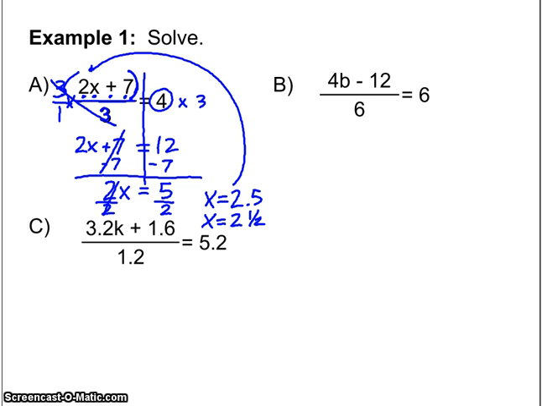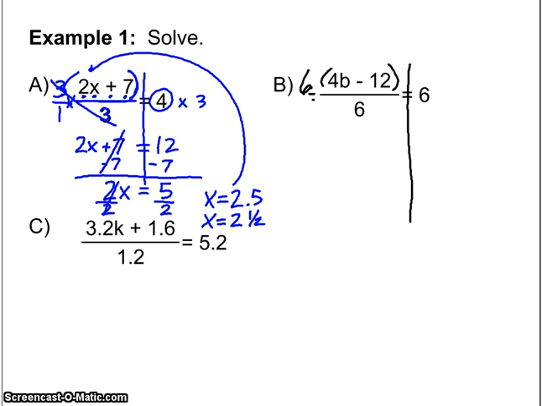Okay? Let's take a look at another one. Letter B, we have 4b minus 12, and this is, again, one group here, and this group is being divided by 6. Okay? So again, our first step here is to eliminate. Let's get rid of our denominator. Again, since it is a denominator, it means that we are dividing by 6, and therefore the inverse of that would be to multiply by 6.